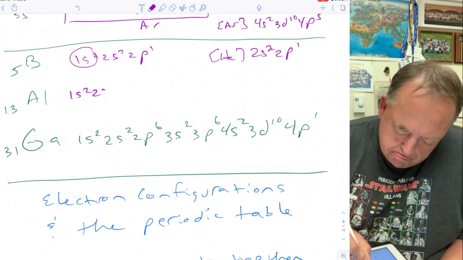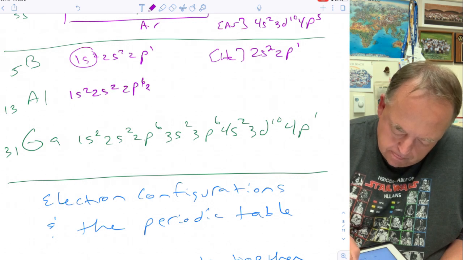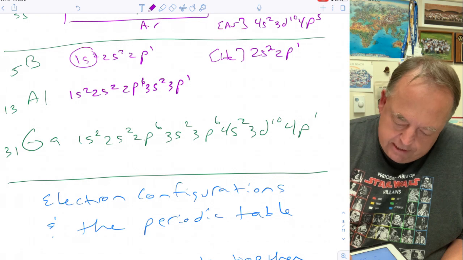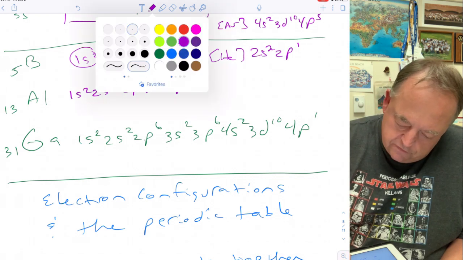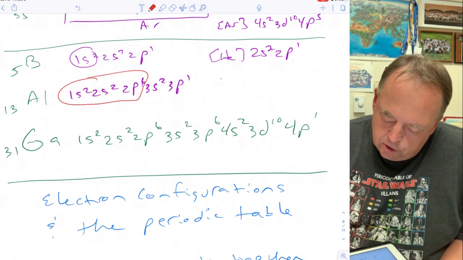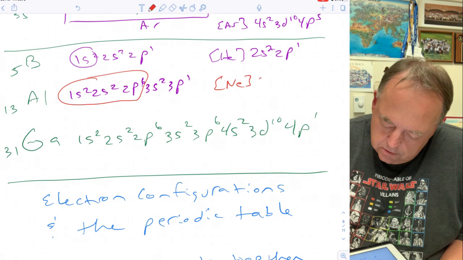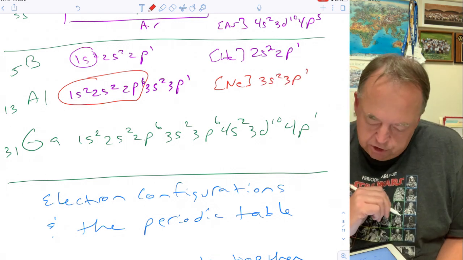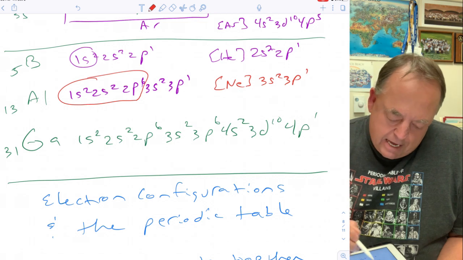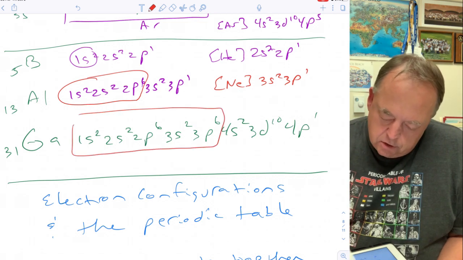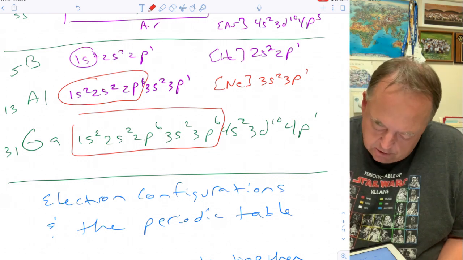Aluminum has 13 electrons, so if you go backwards to the first noble gas, what you would find is neon, 10 electrons. So that would be its shorthand notation. And then for gallium, 31 electrons. If you went backwards to the first noble gas, it would be 18 electrons. So that would be argon.